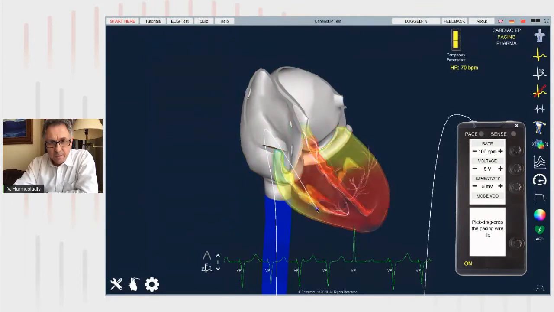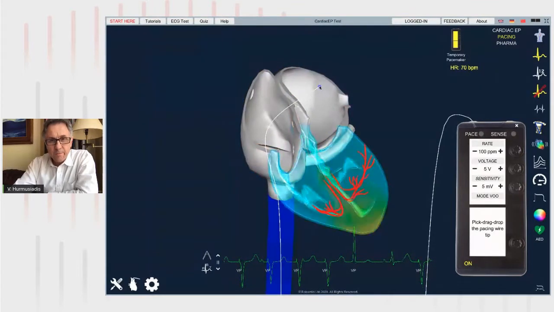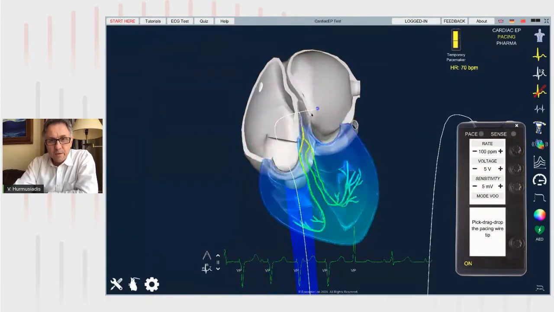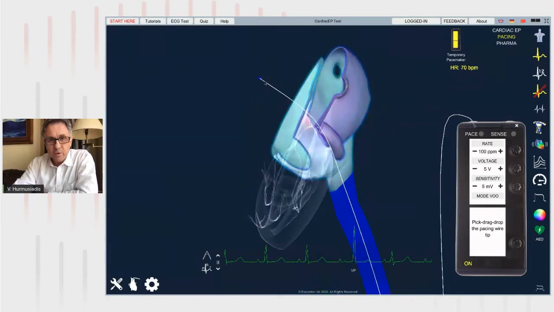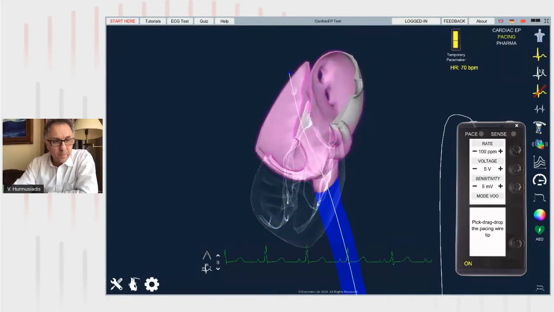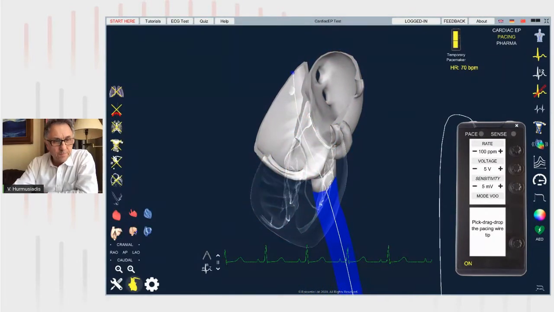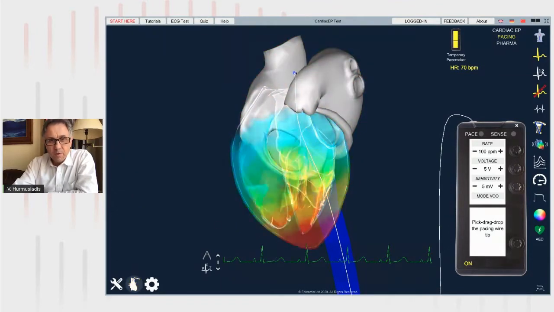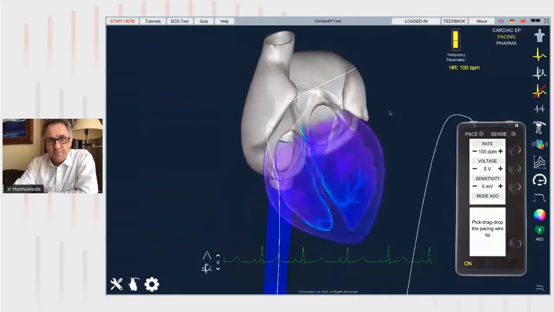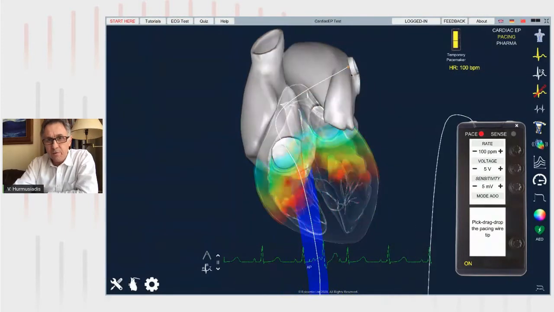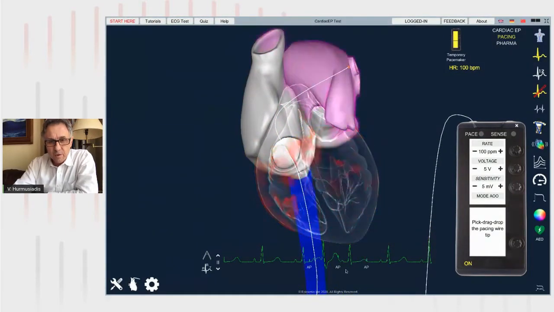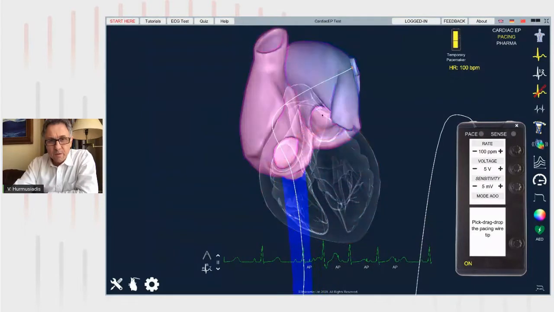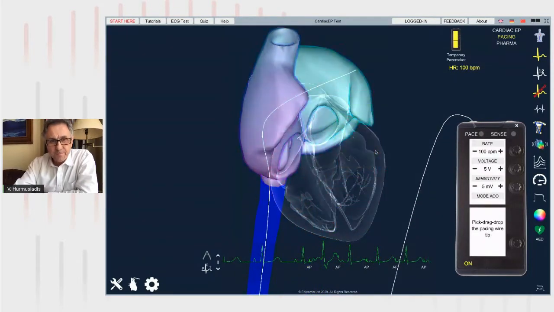I can pick the tip of the wire and put it anywhere. Let's put it somewhere inside. When it's blue, it means it's not capturing. If it goes orange, it means it's capturing. So I have to put it somewhere on the atrium, for example. Let's put it on the left atrium. So I'm pacing near the auricle of the left atrium. So you see now I'm getting AP, and the whole thing has changed.